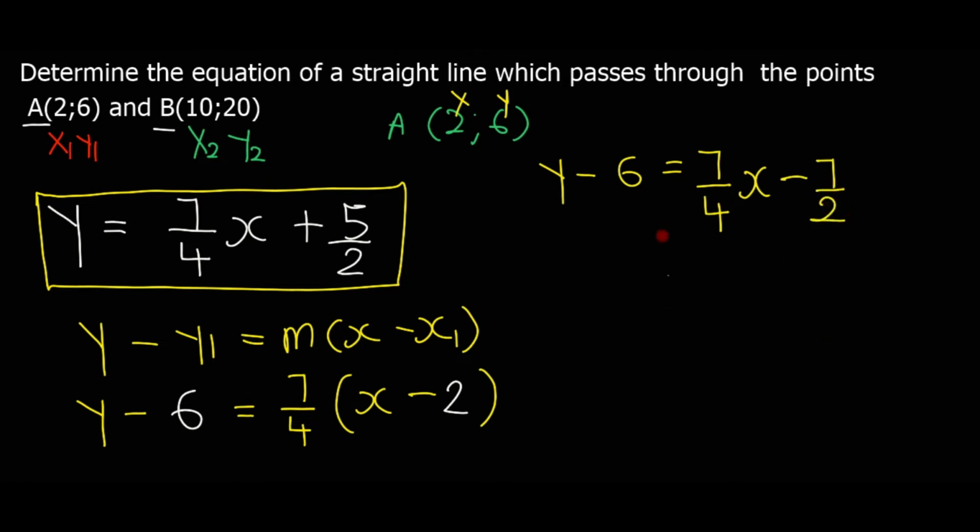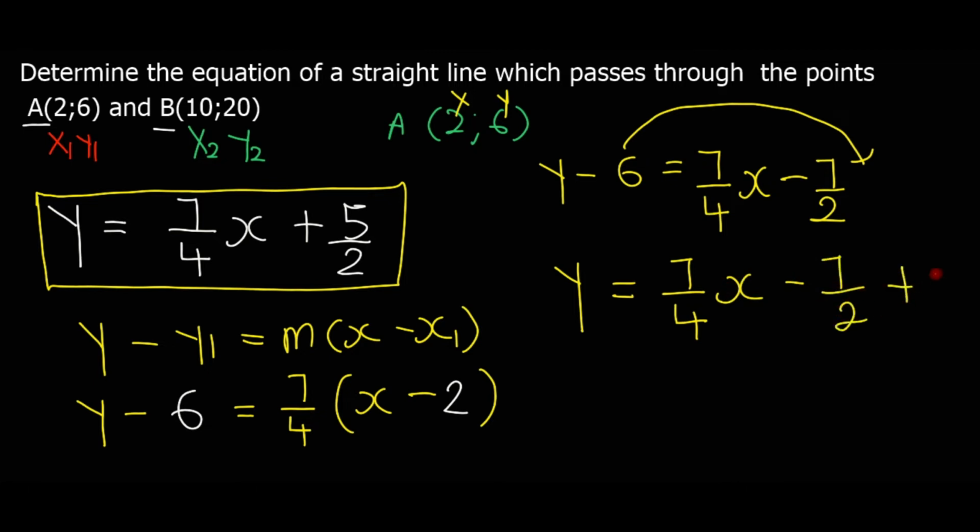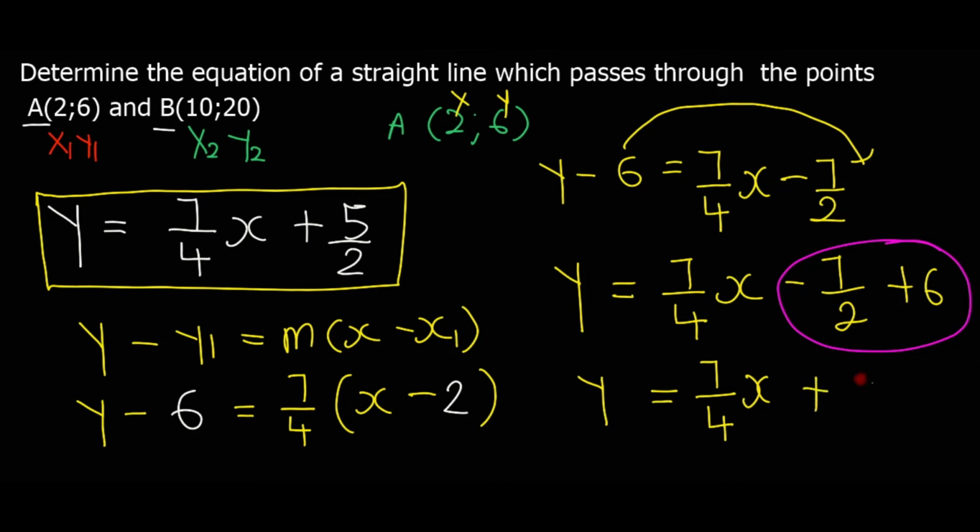But now I want to write my equation in the form of y is equals to, so I need to move this minus 6 to the other side. Therefore I will have y is equals to 7 over 4 x, minus 7 over 2, plus 6, because they are like terms. Therefore y is equals to 7 over 4 x, and then we add these two like terms, and it will be 5 over 2. So we can see that they are the same. So it's all up to you which method to use.